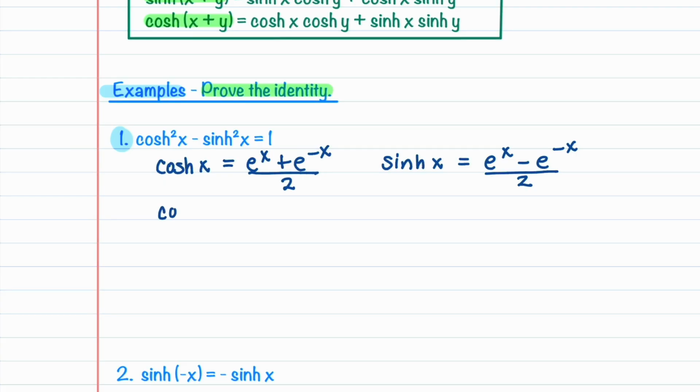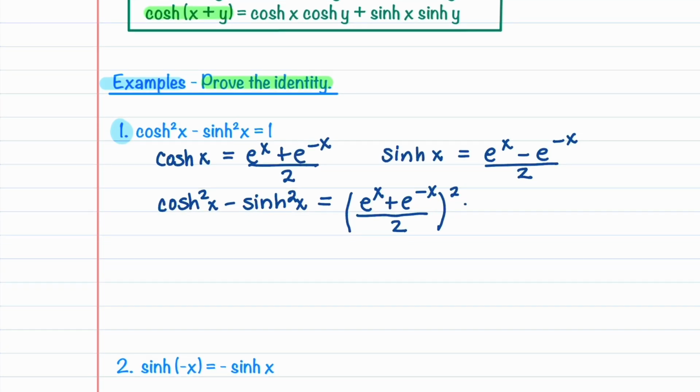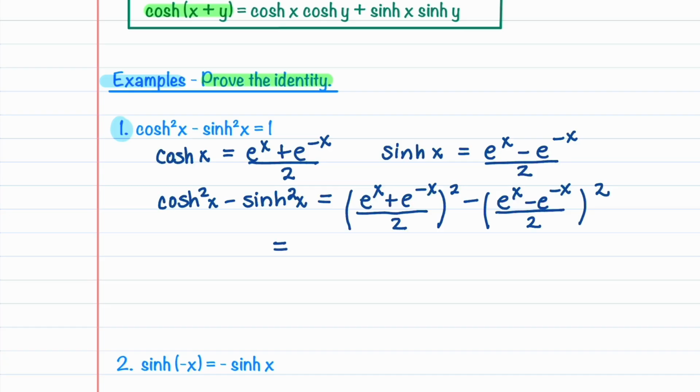This gives us cosh² minus sinh² is equal to our first exponential expression, e to the x plus e to the minus x, all divided by 2 squared. And then we subtract off our second term that is squared. So this is e to the x minus e to the minus x, all divided by 2, and that gets squared. Now we are going to square both of those terms.